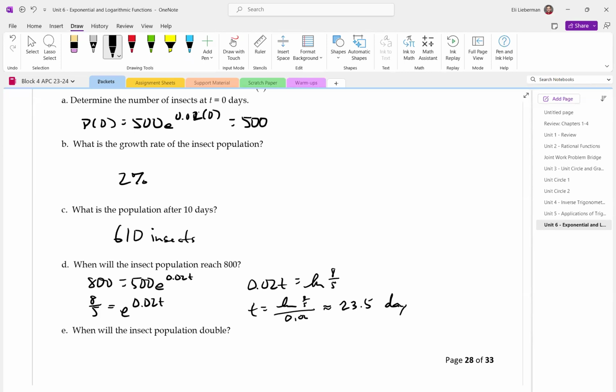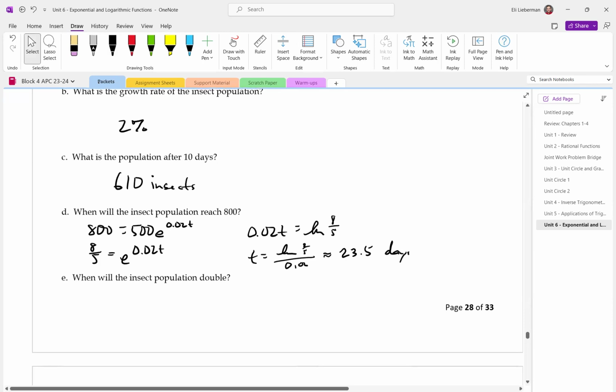Wouldn't that make sense? It's kind of a judgment call with these. What is it asking? Could we have half a day? Do insects reproduce 24 hours a day? Do they sleep? I don't know. I need to talk to a science teacher about this. But 23.5, or if you want to give me a 24 or 23, that's fine too. As long as you're showing me the work and giving a thoughtful answer, I'd be quite happy.